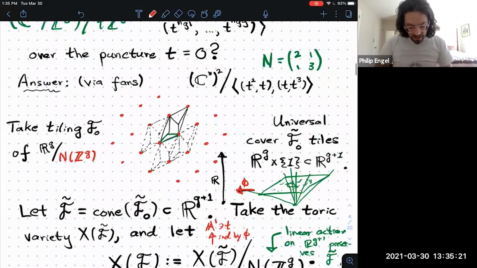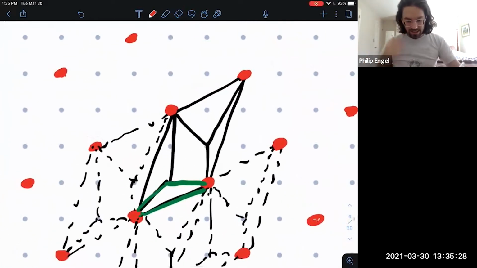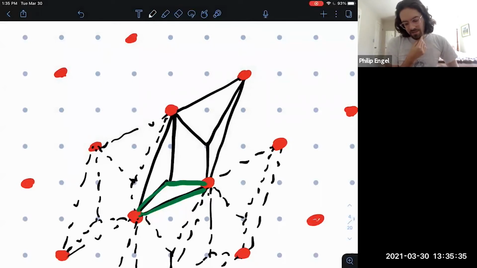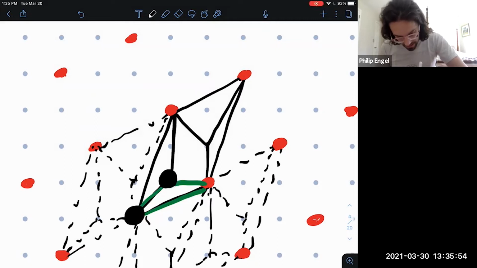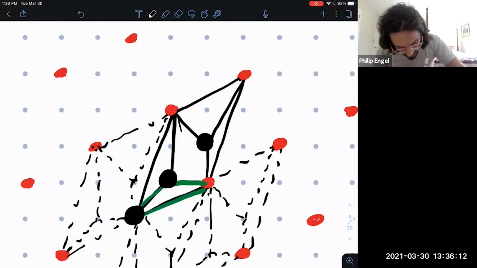So let me look at this specific example. Okay. So how do fans work? Well, the way fans work is that lower dimensional cells correspond to higher dimensional torus orbits. So in this case, you can see that modulo the lattice, there are exactly 3 vertices here, 3 zero cells of the tiling, right? And each one of them, you can sort of think of as the fan of a toric surface.